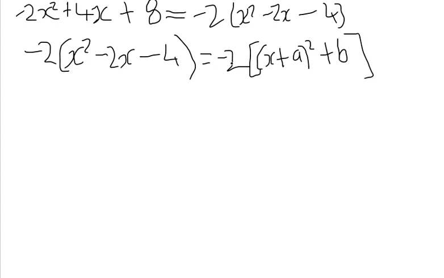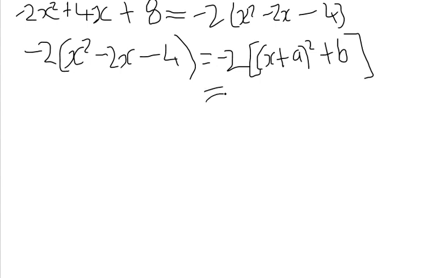So -2 on the right hand side is multiplying everything in this square bracket, and -2 here on the left hand side is multiplying everything in this one. So this bracket here on the left hand side is equal to everything in this square bracket on the right hand side. So now let us expand this one on the right hand side.